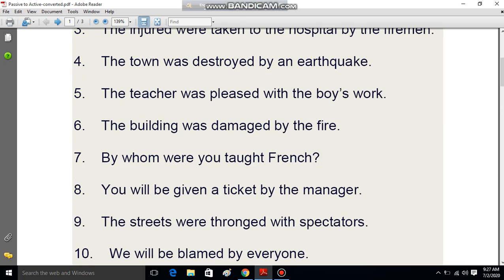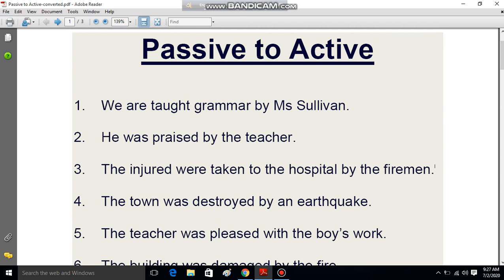So in this way you determine the tense first, then you can change the voice. We are taught grammar by Miss Sullivan. Just pick the subject, then if there is a helping verb, take it, otherwise just the main verb, then object, then extension. So Miss Sullivan teaches us grammar.